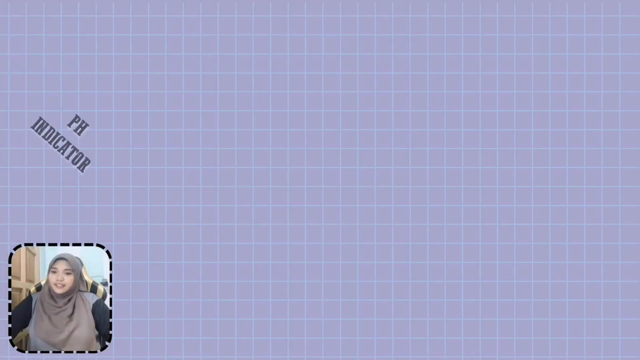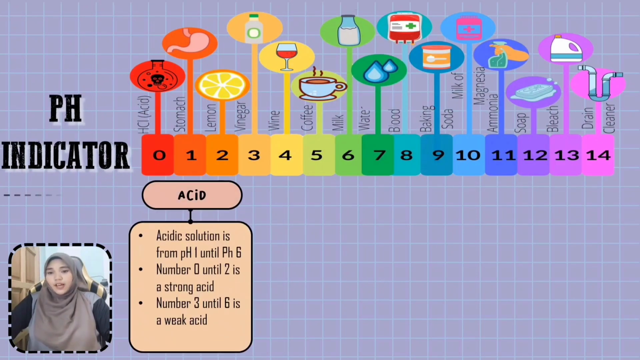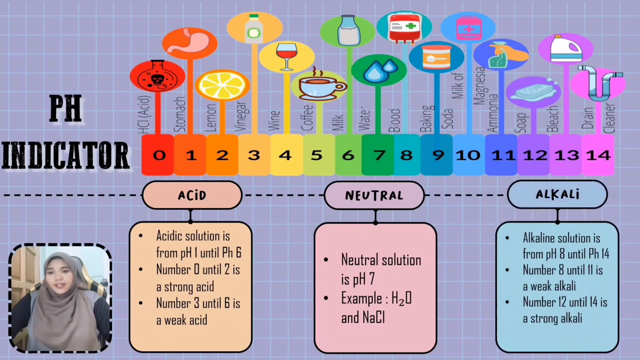As you can see here, there is a pH indicator. Number 0 until number 2 is a strong acid. Number 3 until number 6 is a weak acid. Number 7 is a neutral solution like H2O and NaCl. Number 8 until number 11 is a weak alkali. Number 12 until number 14 is a strong alkali.